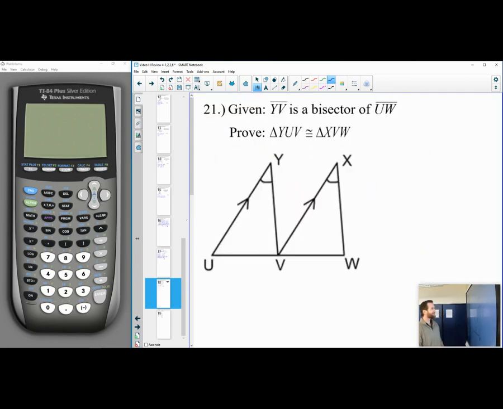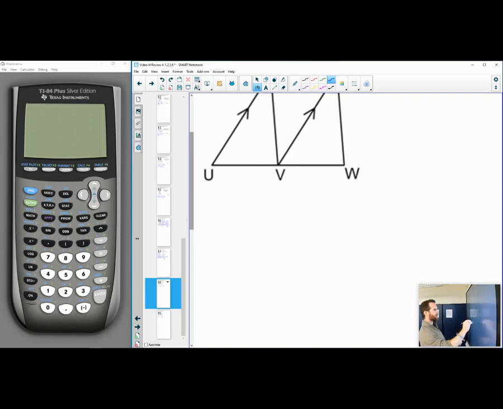2 more to go. I think this one might be the most difficult one. In my experience, if students are going to have trouble with one of the proofs on this review, it's probably going to be this one. So I'm really going to take my time and try and explain this the best I can. Let's see what we have. It's saying given segment YV is a bisector of segment UW, and we have to prove that these 2 triangles are congruent.